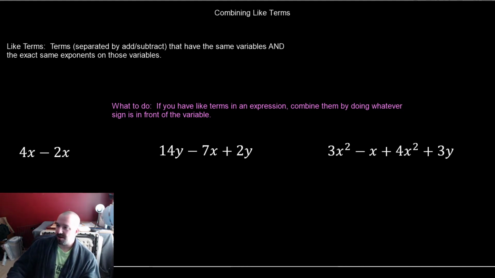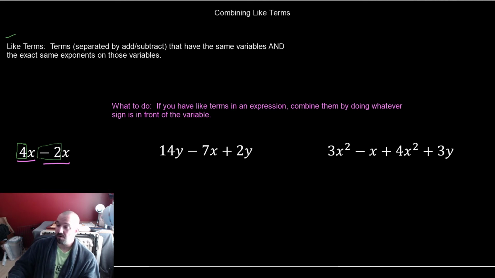All right, so we've talked about in the past, or hopefully by this point, you've talked about terms versus factors. We're going to look at these coefficients in front of the variables, and that's the thing we're going to combine. So we're looking at the x's and making this like term determination. Each one of these things is a term. Are these terms in fact like? Do they have the same variable, x? Yes. Do they have the same exponent on that variable, in which case there is no exponent, so it's 1? Yes. Okay, then in that case, look at the front of them and do what it says.